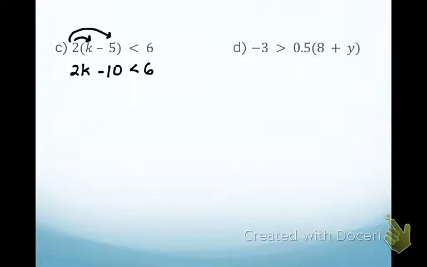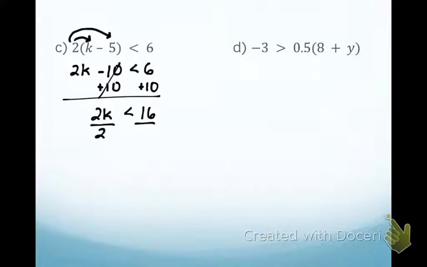What should I get rid of first? Subtract by 10. How do I do that? Add by 10. We're going to go ahead and add by 10 on both sides. And on the right-hand side, what's 6 plus 10? 16. Taylor, am I finished? What do I have to do? You are correct. We're trying to get that k by itself, so we're going to divide 2 on both sides. Madison, what do you get when you do that? K is less than 8.